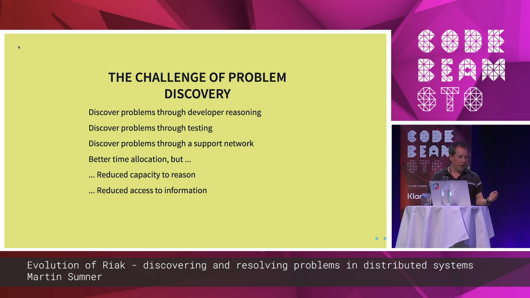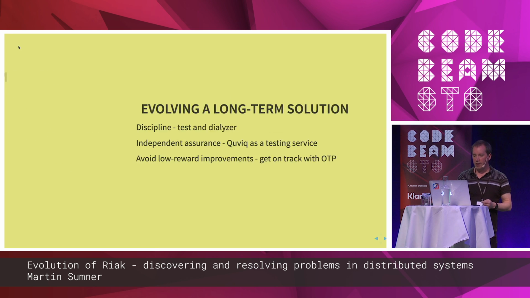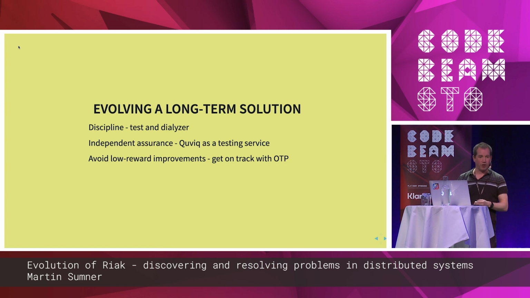So now where we have no Basho, we simply have people at customers that are trying to develop Riak going forward. From a problem perspective, to a certain extent, we have better time allocation, because we're not under any pressure to do features. We know the priority is to keep the thing stable, but we have reduced capacity to reason, and we have reduced access to information, because some customers have hired ex-Basho developers, but they put a wall around them, they keep the information entirely within their organization, and we just don't have as many people working on it right now. So we have a real issue going forward with these kind of problems that can occur in distributed systems. So we have to evolve to try and do that.